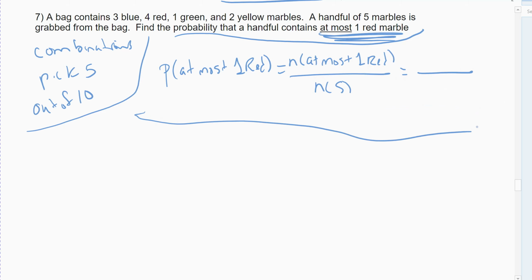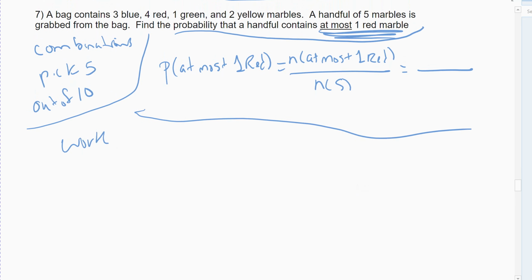I'm going to do my work down here. The universal set's the easier one, so I'm going to start with my universal set. Number in my universal. Remember, universal means I can pick any. So it's a combination. I can pick 5 of any of my marbles. Well, there are 10 of them, right? I'm going to pick a handful of 5 in this particular bag of marbles. I reach in, I grab 5. There were 10 possible marbles I could have picked. So combination 10, choose 5.